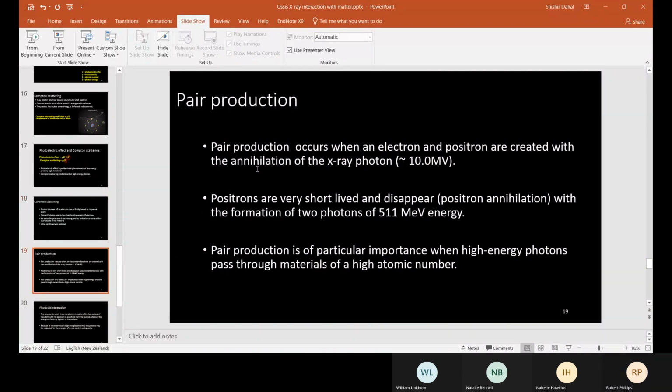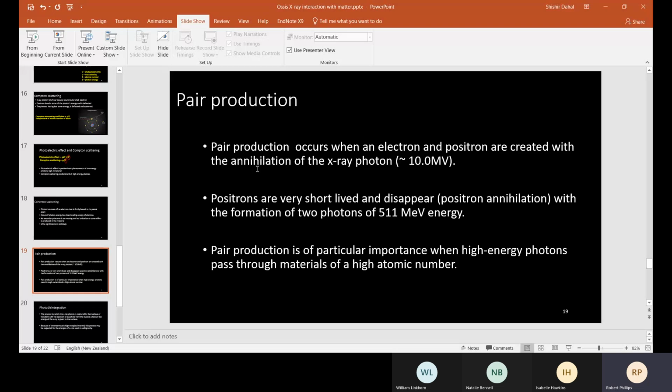Now pair production. Pair production occurs when the energy of the X-ray photon is more than 1022 keV. In general diagnostic radiology, the maximum we can go is 140 keV. Above that, it's very harmful for the patient, and we don't use it. But if we keep on increasing the energy of the X-ray photon, and it is more than 1022 keV, then pair production occurs.